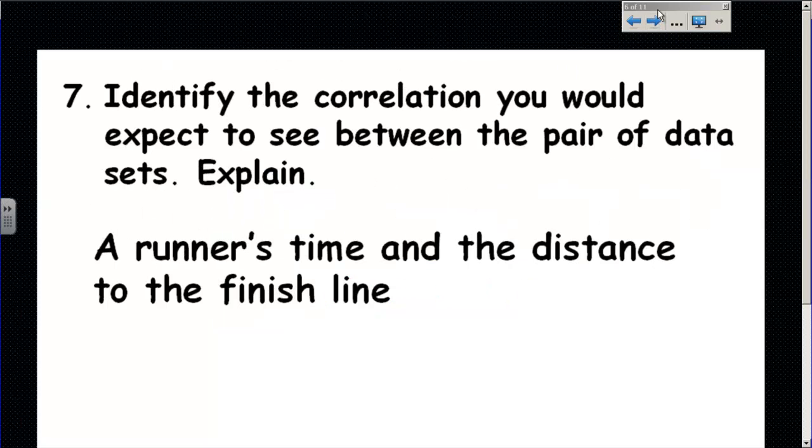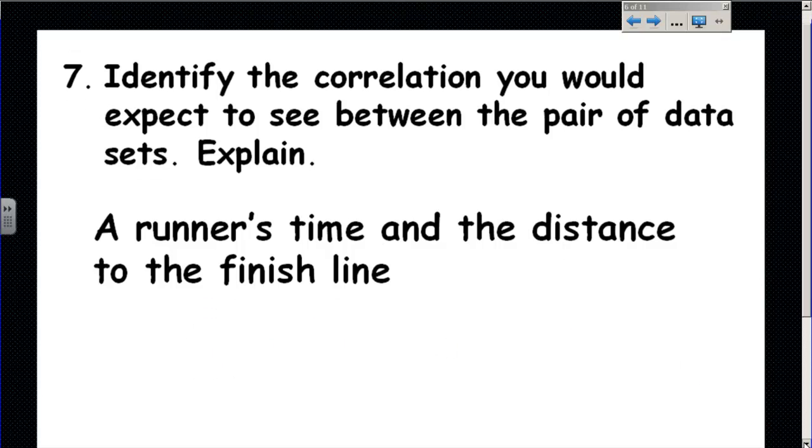Let's try another one. A runner's time and the distance to the finish line. If you think about a race, any race you run, short race, long race, cross-country race, a sprint, it doesn't matter. The time a runner runs and their distance to the finish line. The longer you run, the closer you should get to the finish line. If you are running a race where the longer you run, the further away from the finish line you are, you're going backwards. And that's not how races are supposed to work. You are supposed to get closer to the finish line.